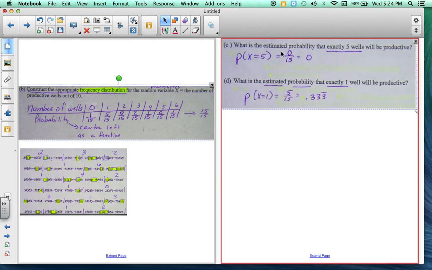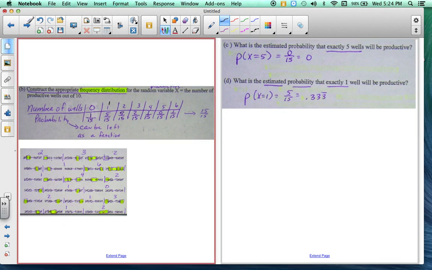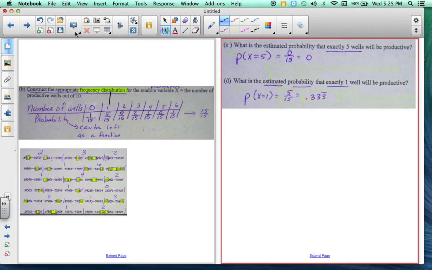All right, now based on this, what is the estimated probability that exactly 5 wells are productive? Well, probability that x equals 5, if you notice over here, I get 0 wells. So the probability is 0. The probability that exactly 1 well would be productive, well, again, 1 well is right here, and so that's 5 out of 15, which is 0.333. Okay, let's move on. I'm going to take this off of dual screen.